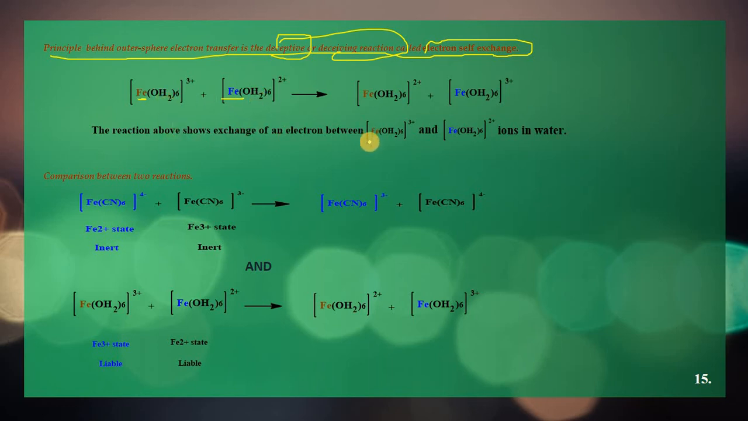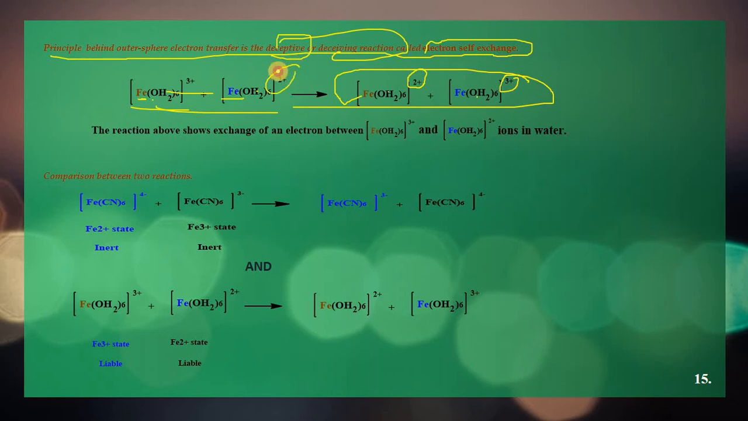The reaction above shows exchange of electron. So there's an exchange of electron between the two. Here, this one tends to exchange electron with this. So when the electron is being exchanged, it gives rise to this final reaction. We can see this electron here. Take note of the electron above the coordination sphere. So now let's compare between the two reactions.